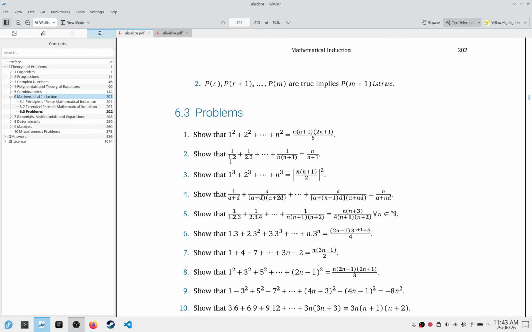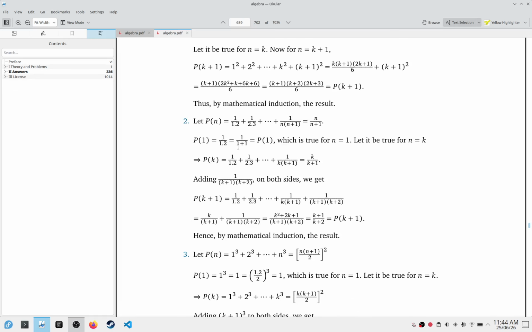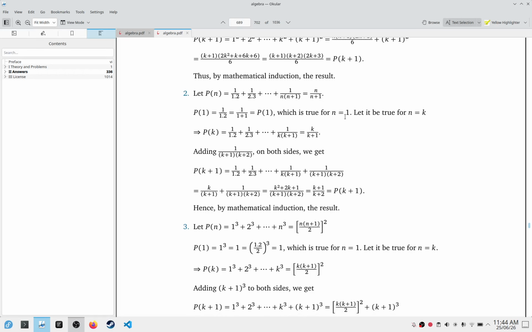Question 2 says: show that 1 over 1 times 2 plus 1 over 2 times 3 and so on up to 1 over n times n plus 1 is equal to n over n plus 1. So we take n equal to 1. It becomes 1 by 1 into 2 on the left hand side, and the right hand side is 1 by 1 plus 1, which is equal to the left hand side. So P1 is true for n equal to 1.